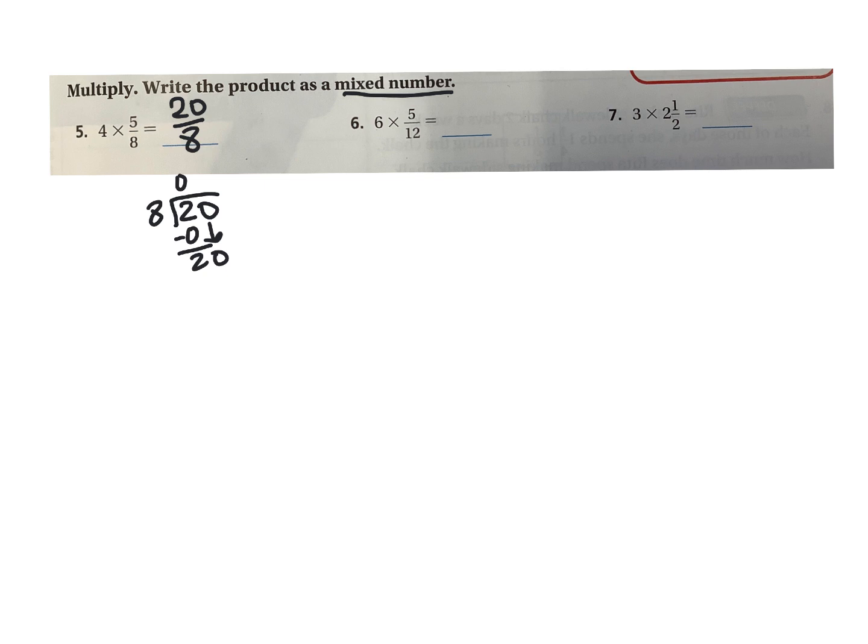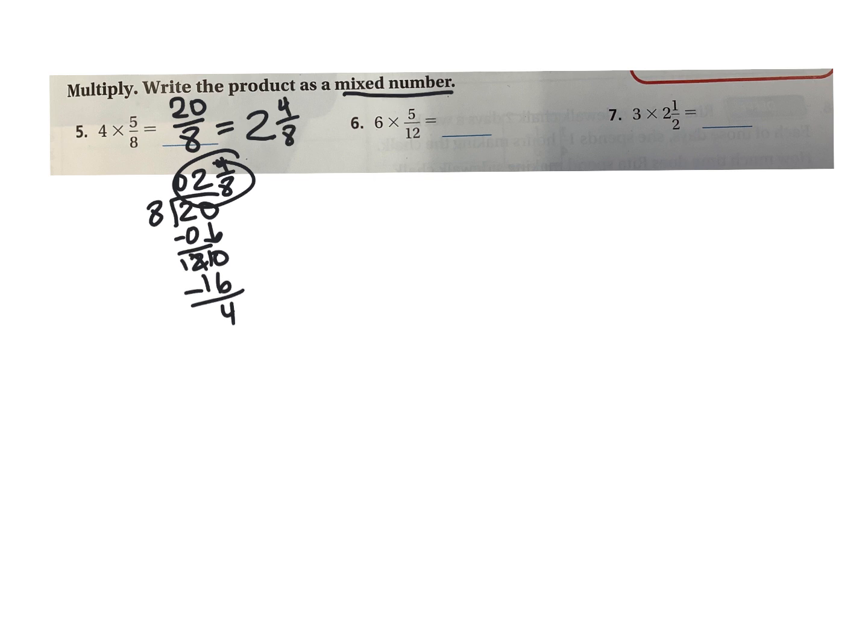Okay, what about 2? 8 times 2 is 16. 8 times 3 is 24. That's too high, so we're going to have to stick with 2. We subtract and get 4 left out of the 8 that we were dividing. So this is 2 and 4/8.